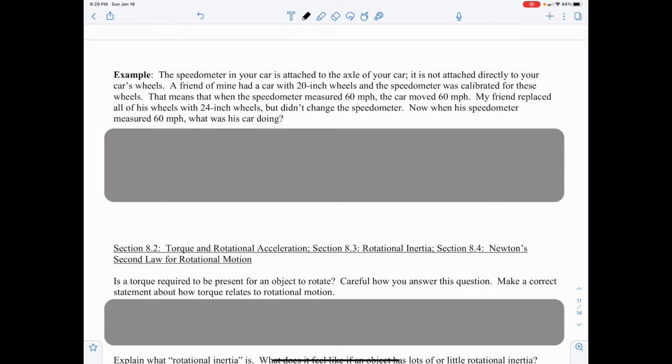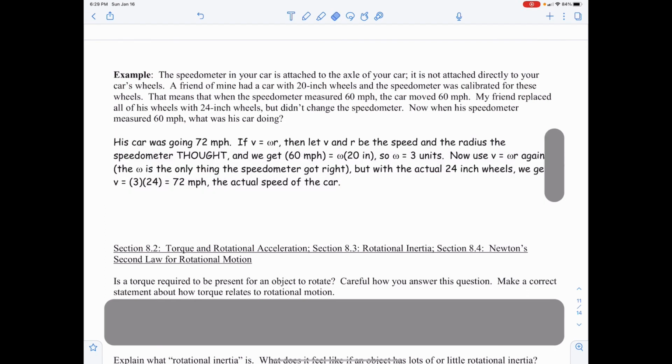So this is a real situation. Many people these days, especially when they get trucks, end up lifting their vehicles and putting larger tires instead of the factory-made tires. And if you don't recalibrate the speedometer, that messes with the actual speed that you're going. So let's take a look at this example. His car is actually going 72. And here's how we can find that out.